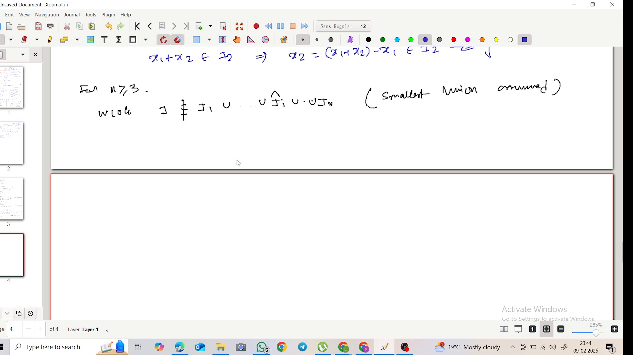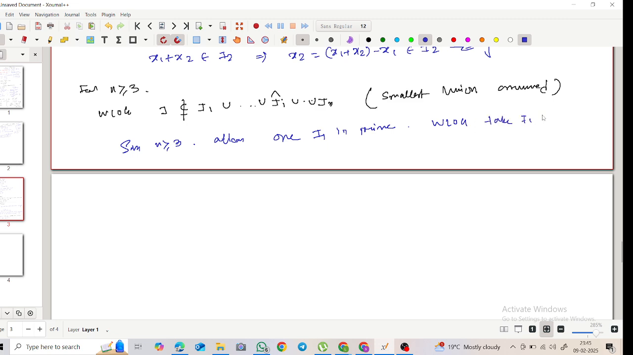Now, I think you have observed that till n equals 2, we didn't use the fact that the union contains n minus 2 primes. We haven't used it yet. Now we will use it. Since n is greater than or equal to 3, at least one Ij is prime, right? So again, without loss of generality, take I1 to be prime.